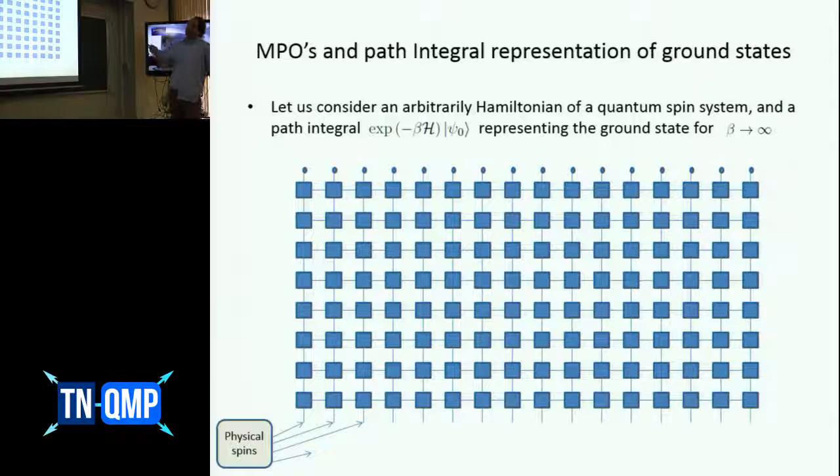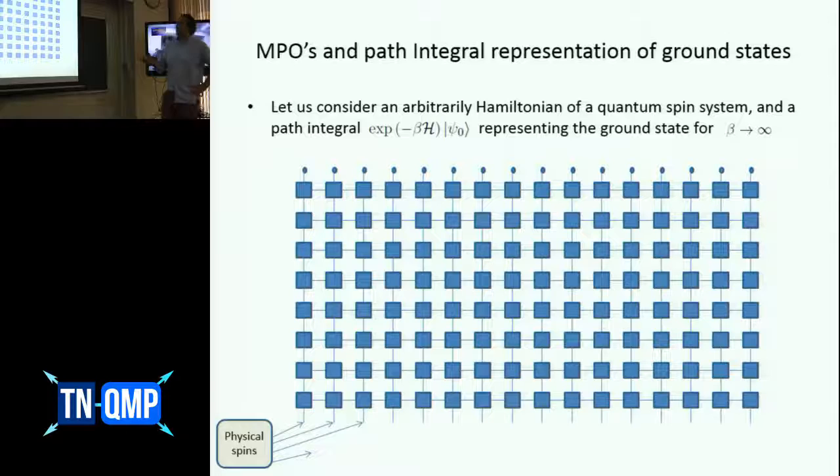So what you write down is exponential of minus beta h acting on psi zero, with beta going to infinity. You see that indeed this will basically be a representation of the ground state of that model. And then what you do is you trotterize this exponential of minus beta h. There are many different ways in which you can trotterize. You want to write this down as a sum of terms that all commute with each other, plus another sum of terms that all commute with each other, but these two different blocks don't commute with each other. And then you use the Trotter-Suzuki formula, and you immediately arrive at such a tensor network.